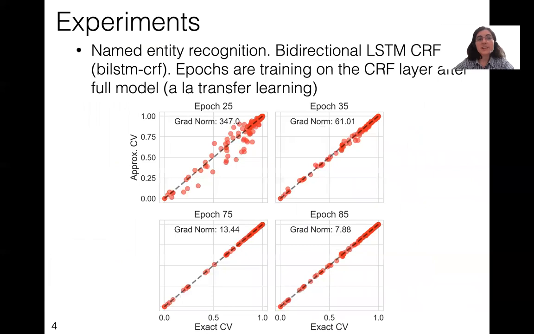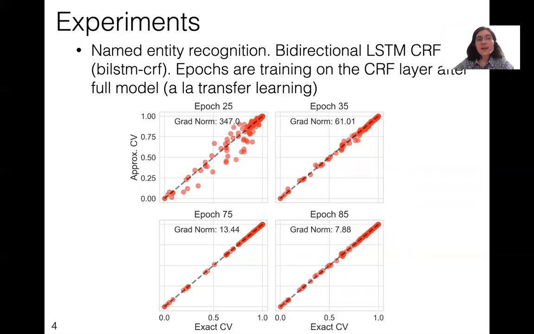Okay, so we also look at a task in named entity recognition with a bidirectional LSTM conditional random field, or CRF. We emulate a task like transfer learning, and we're again plotting for each fold the exact theta hat on the horizontal axis and our approximation on the vertical axis. But here, this is our approximation with an imperfect optimization. The first plot we see is after only 25 epochs of SGD, so we're left with a high grad norm. That's what you're seeing in the text in the plot. Even after 85 epochs, you can see the grad norm is still clearly non-zero. So we're really not at machine precision optimization.